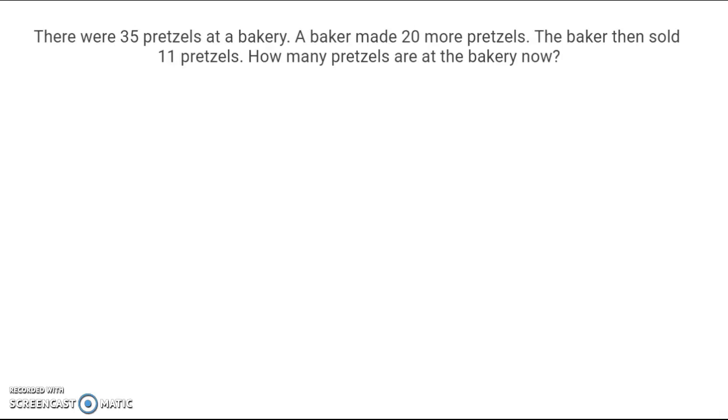So I know I've got 35 pretzels at the bakery. The baker made 20 more pretzels. So when I make pretzels, that means I'm increasing because I'm getting more of. So I made, that tells me I'm going to be adding. The baker then sold 11 pretzels. When I sell something, I'm giving that away. So I know that's telling me that I'm subtracting. And I'm looking for how many pretzels are at the bakery now. So I know I'm looking for what do I have left?